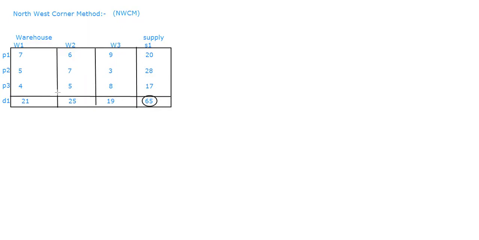So in this process of assigning this kind of problem, I go for the first method, the northwest corner method. Northwest corner method means what? We know it, no? Like east, west, north, south. This is north, so this will be south, this will be east, and this will be west. So northwest corner means this part.